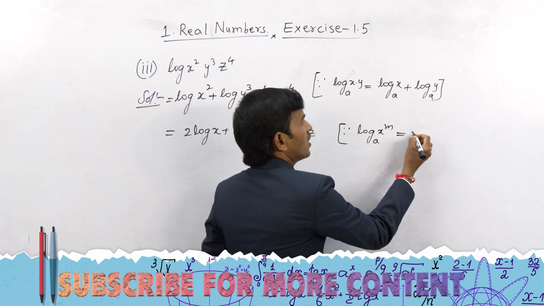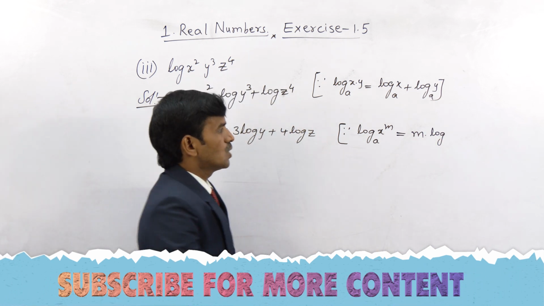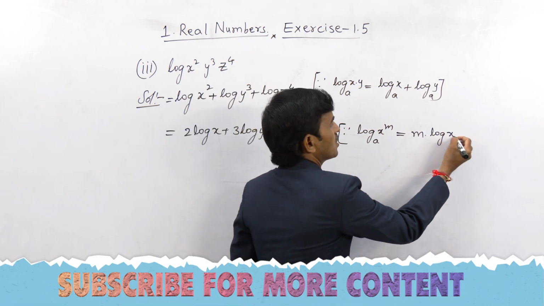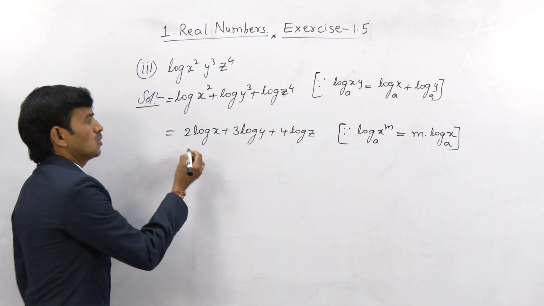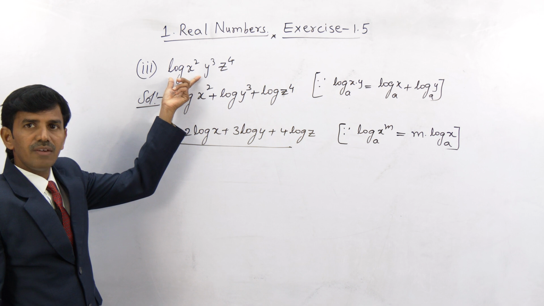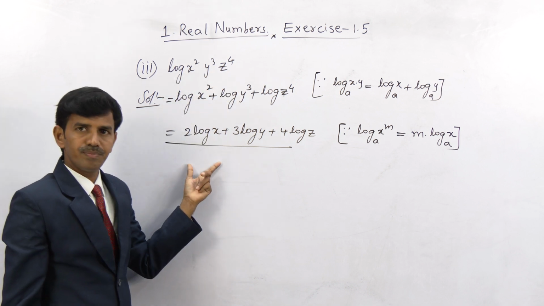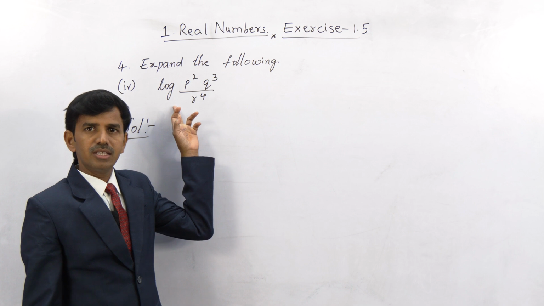So this power comes as a coefficient to the logarithm: m log x to the base a. So it is the required expansion of the given logarithm of x square into y cube plus z cube. We have to expand the given logarithm.